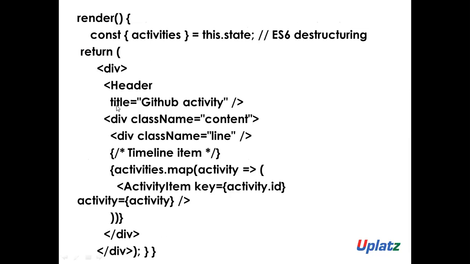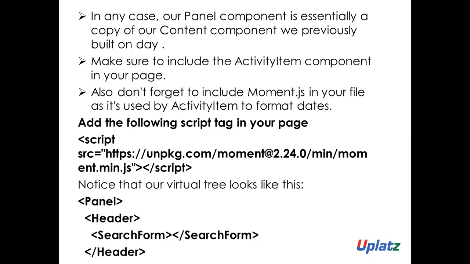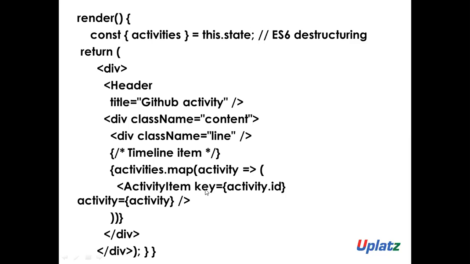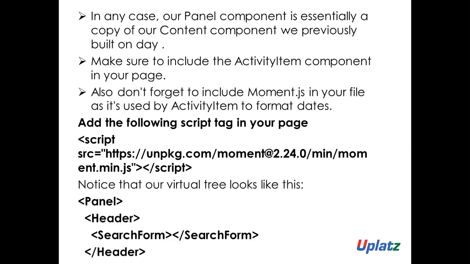Header title, GitHub activity, class content, activity. What I'm doing is making that id to get one by one. In any other case, here I'm just using the map function to get the id one by one, whatever is coming new to the GitHub. In our case, a panel component is essentially a copy of our content component. So make sure you include the activity item component in our page as well.